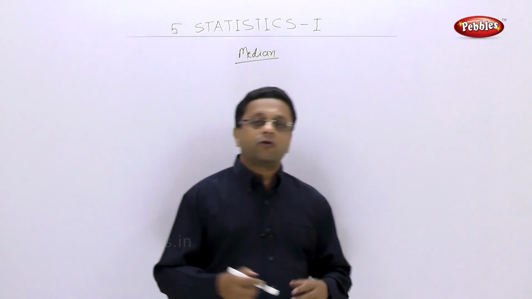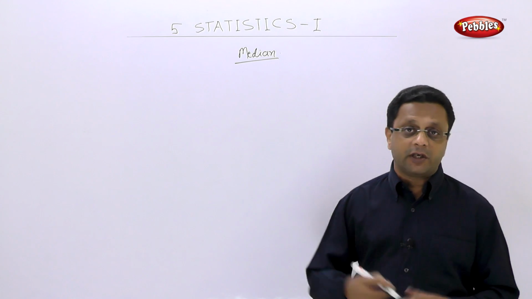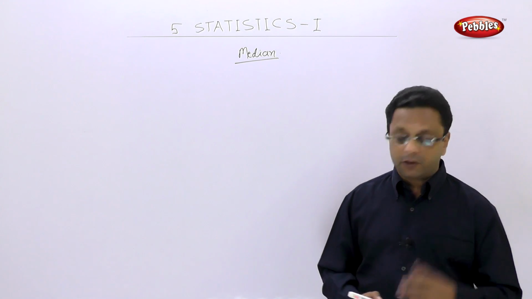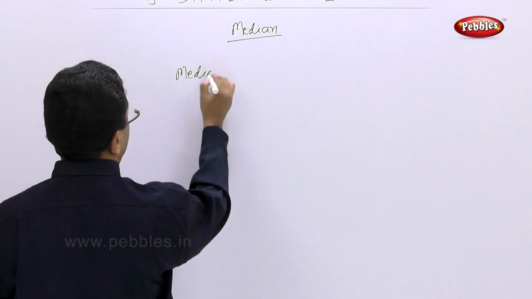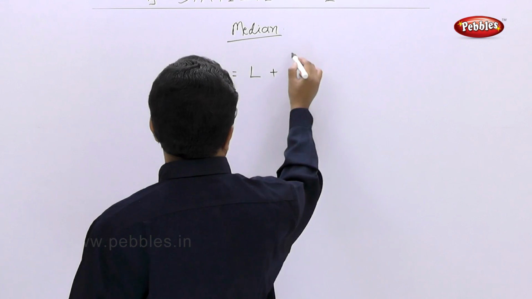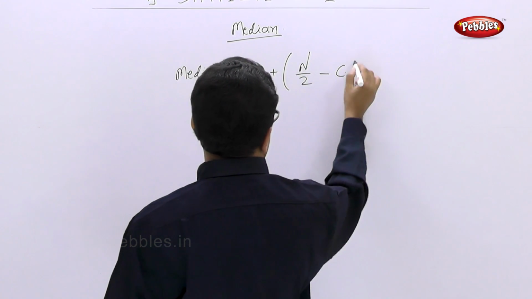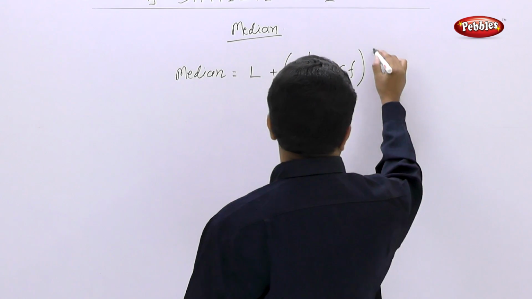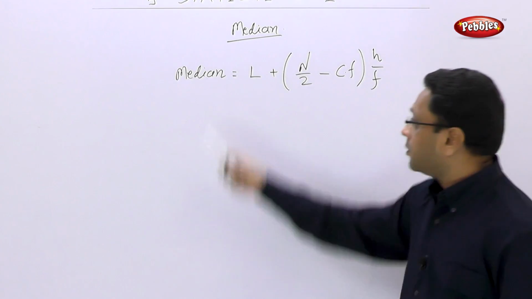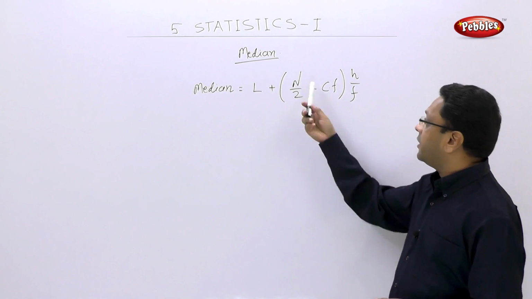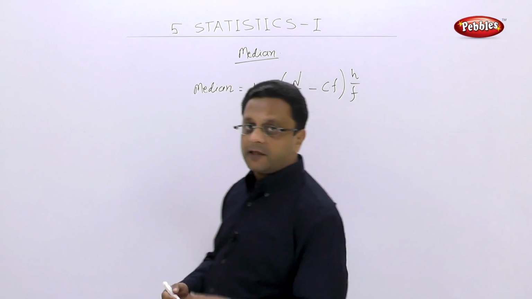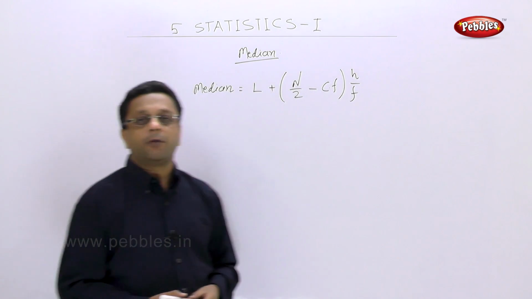You don't have to make many calculations, you just have to substitute the values in a simple formula and find out the median. Now let us first see the formula for it. The formula for median is this. The median is equal to L plus (n by 2 minus CF) into h by f, where CF is cumulative frequency. Let us see what these values are with the help of one illustrative example.